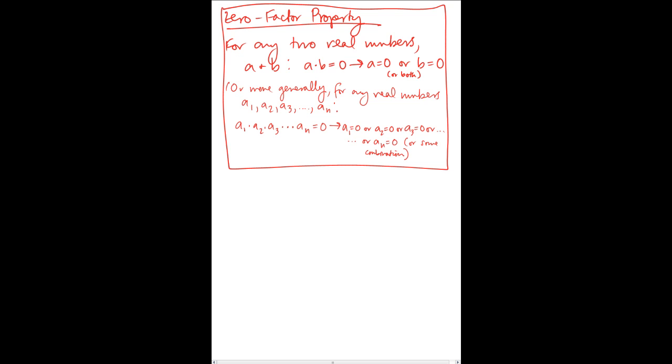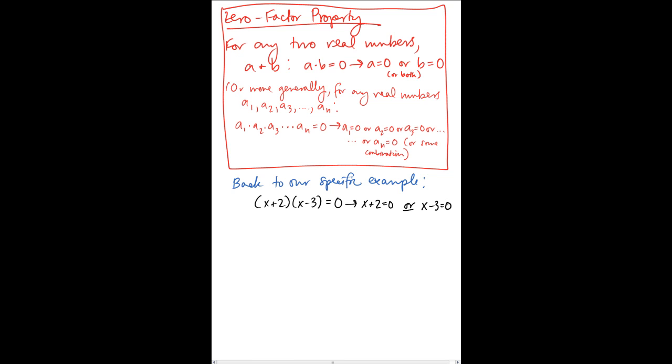So back to our example. We had it written down as x plus 2 times x minus 3 equals 0. So what does this tell us? This tells us that either x plus 2 equals 0 or x minus 3 equals 0.